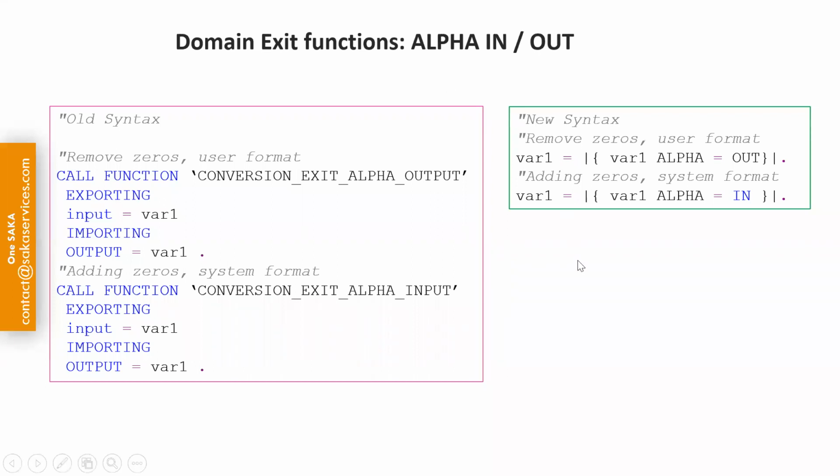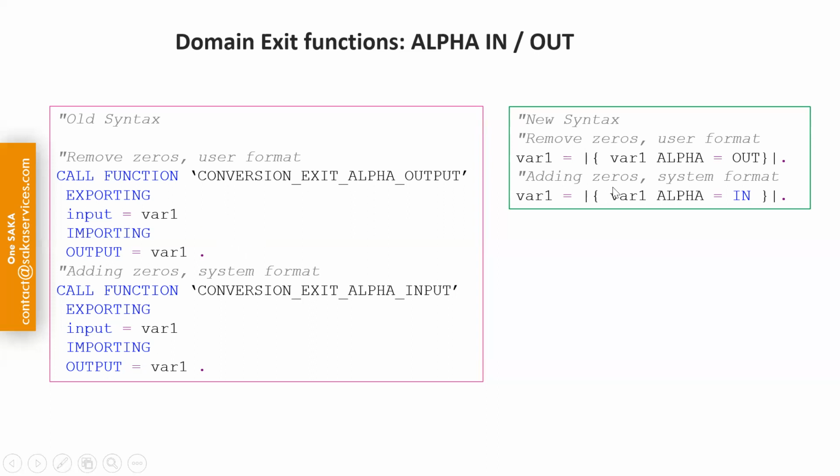ALPHA IN and ALPHA OUT are very popular nowadays and make it very easy to convert the user-defined format to the system format and vice versa, with the conversion exit at the domain level. In the old syntax, we have to call the conversion exit function, give the input value, and it gives the converted output value. Or if you want to convert to the system format, you give the output format and it converts to the input format. You can see how big it is, because you have to call a function module, give one value, and receive another value.